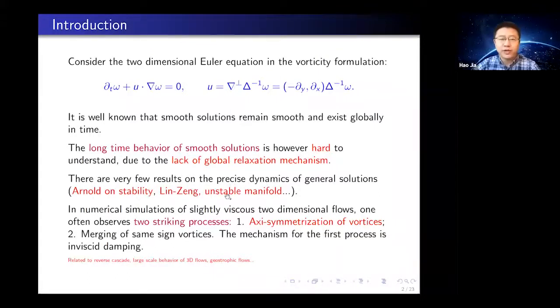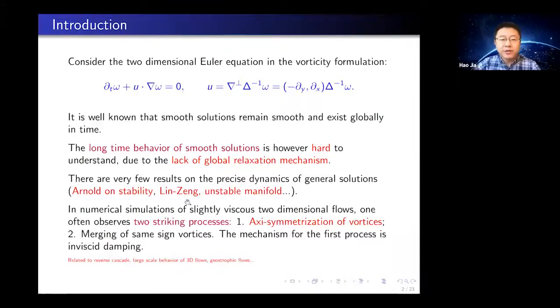I mention two here. One is the renowned result by Arnold on stability, which gives nonlinear stability around some steady states, but there's no description of the precise dynamics of the solution. And there's also a result by Lin and Zhang, who construct the unstable manifold when your steady state is not stable. So you have some unstable direction, so then you have finite dimensional solutions which you can control, and they exponentially converge back to the steady states when you run time backwards.